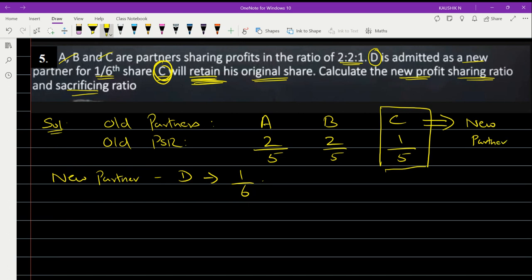Am I making sense? In this type of category, when one among the old partners is going to retain his original share, that particular partner should also be considered as a new partner only, along with the new partner D. Now, am I making sense to you?